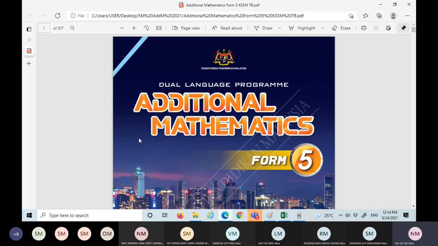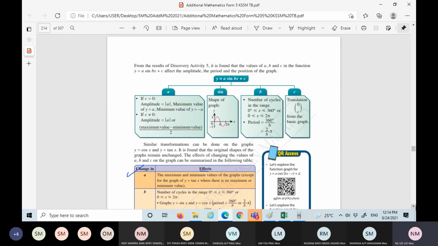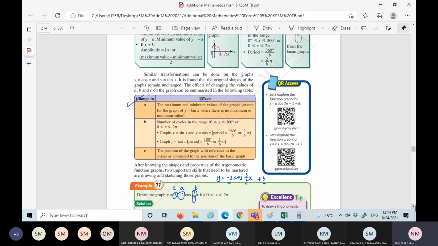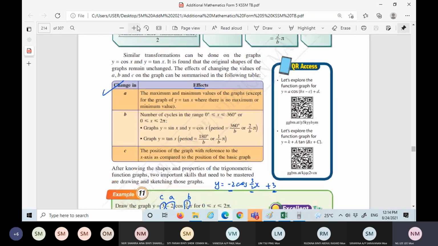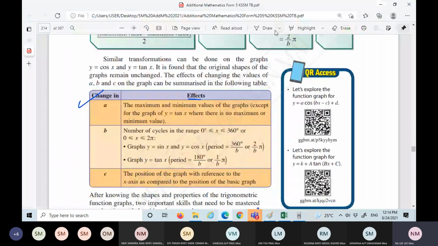Good. Look at your textbook page 204. Can you see my textbook, right? Someone on the mic?